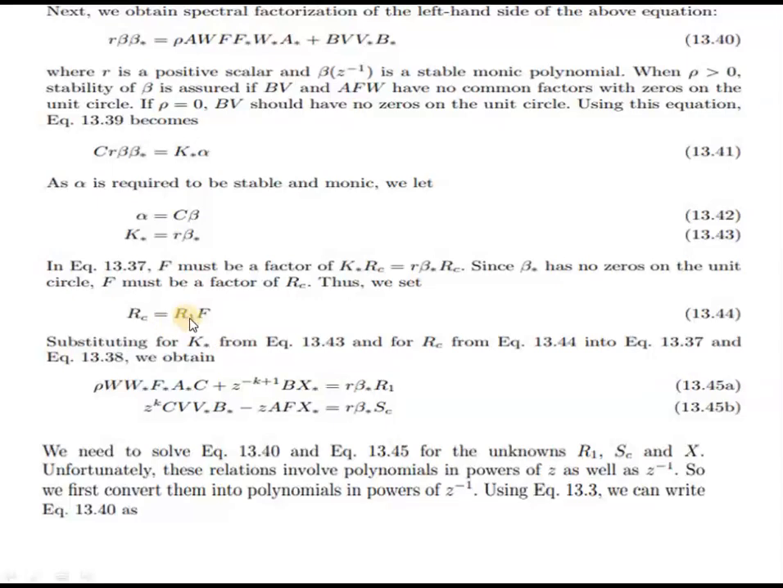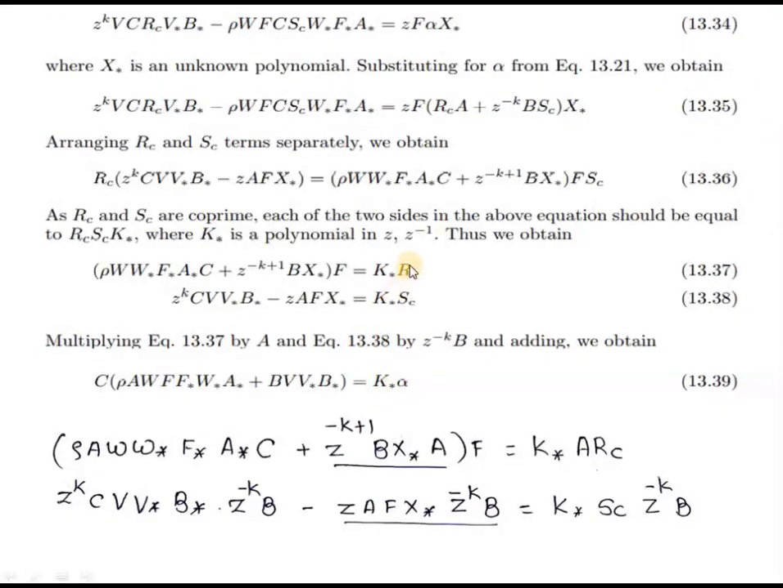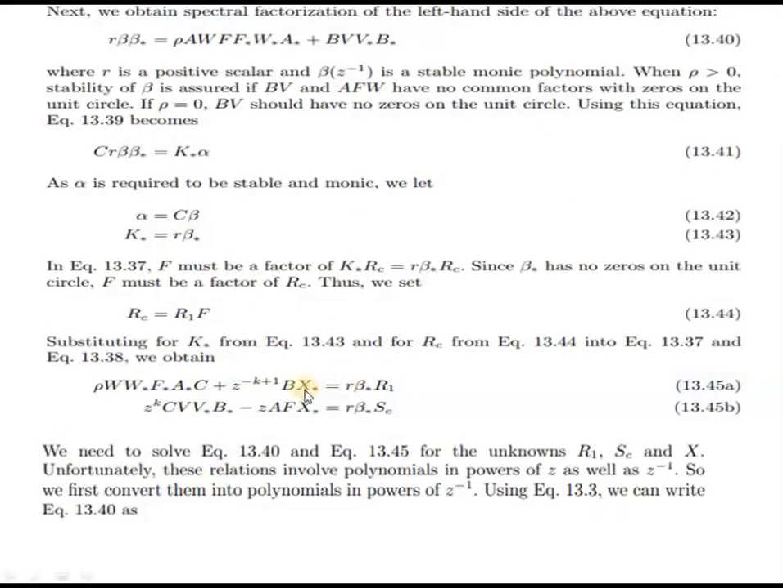We have put the value of k star into rc, and rc is nothing but r1 into f. Here you can see, as we put rc equals r1 into f, this f and this f get cancelled. Therefore we remain with only this bracket. The f gets cancelled, so it remains with only the r1 term, and here we have just put the value of k star. There is no change in this equation.